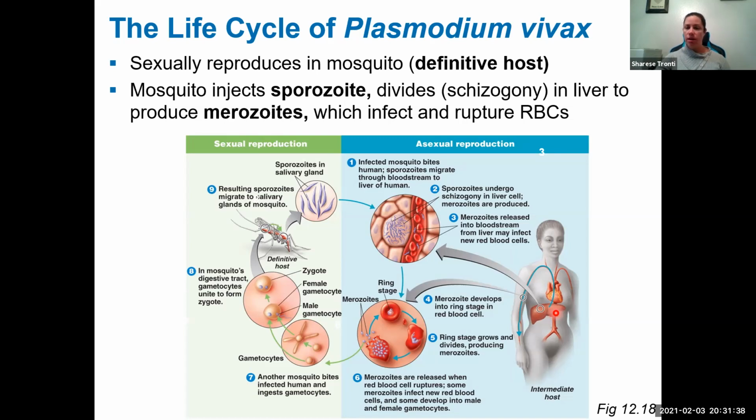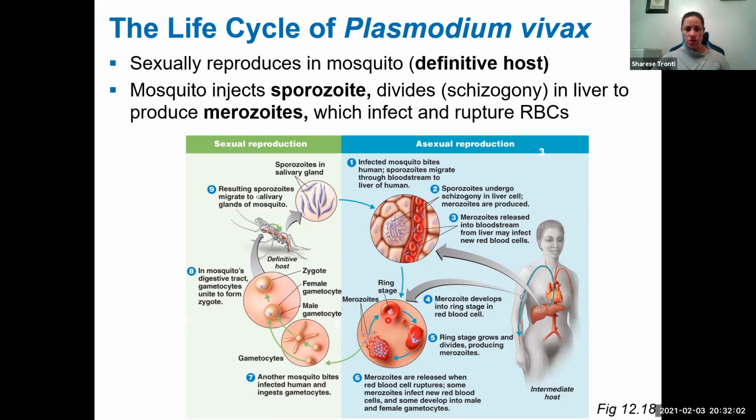Those merozoites will then move into the red blood cells, and it's going to produce this ring stage. So you can actually see a ring inside of the red blood cell. It's very definitive. If you look at red blood cells and you see this ring inside of it, then that indicates malaria in that patient.